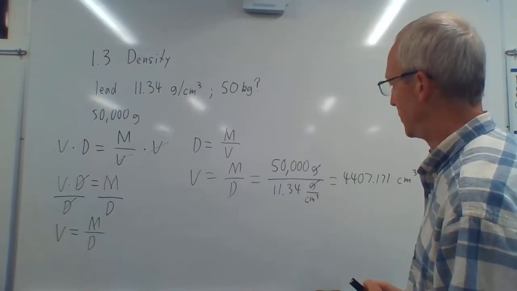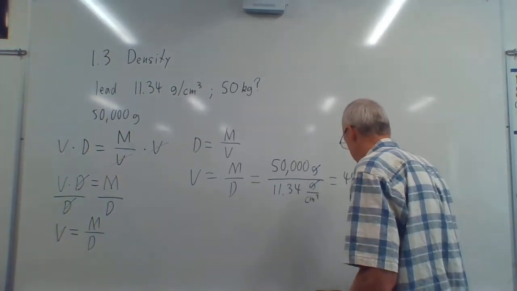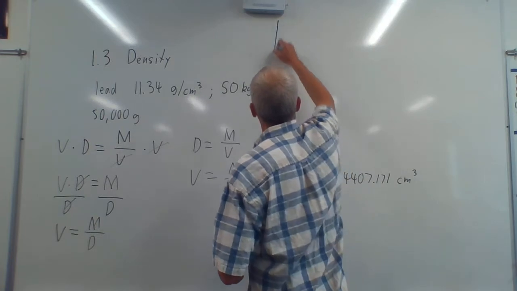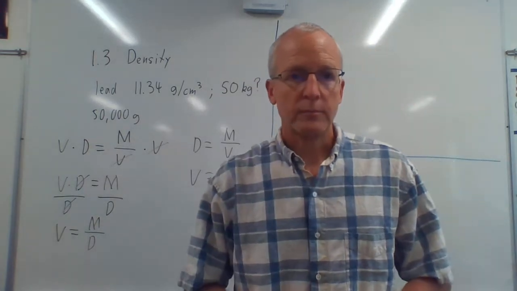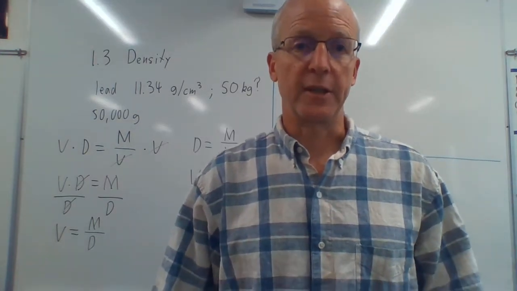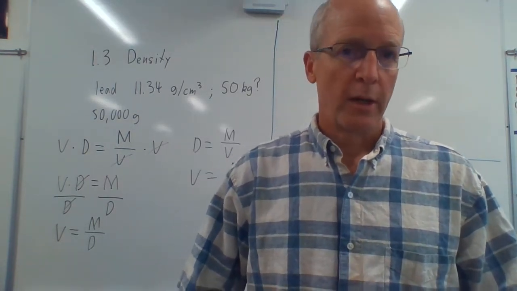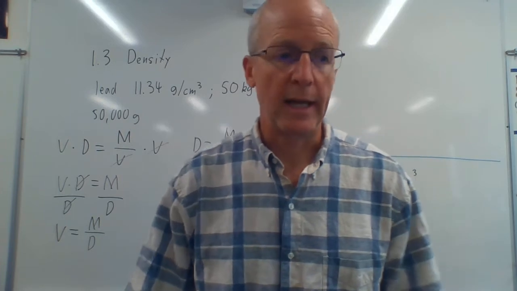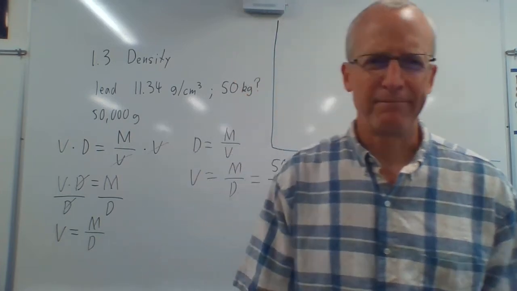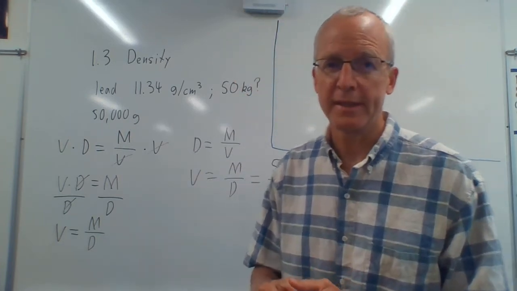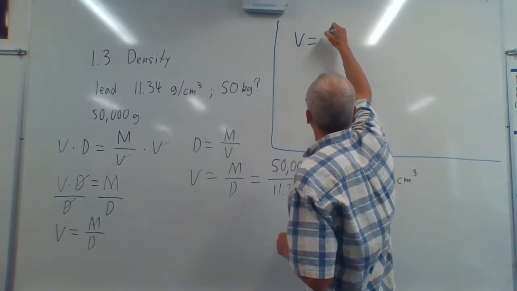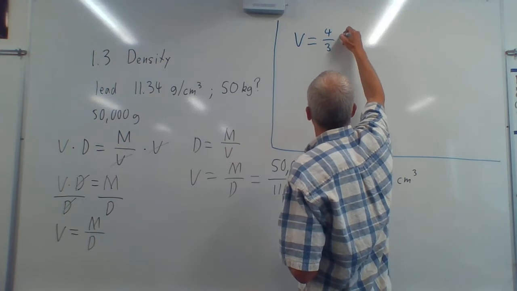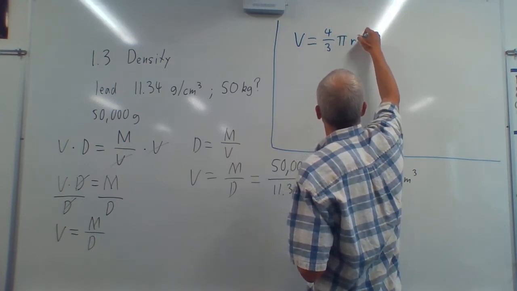I kind of took up the whole board on this one, so I'm going to block off some space up here to do the second part of the problem. You have to know the volume of a sphere, and you can look this up online. You can find it lots of places if you don't remember it. The volume of a sphere is given by the formula 4/3 pi times the radius cubed.